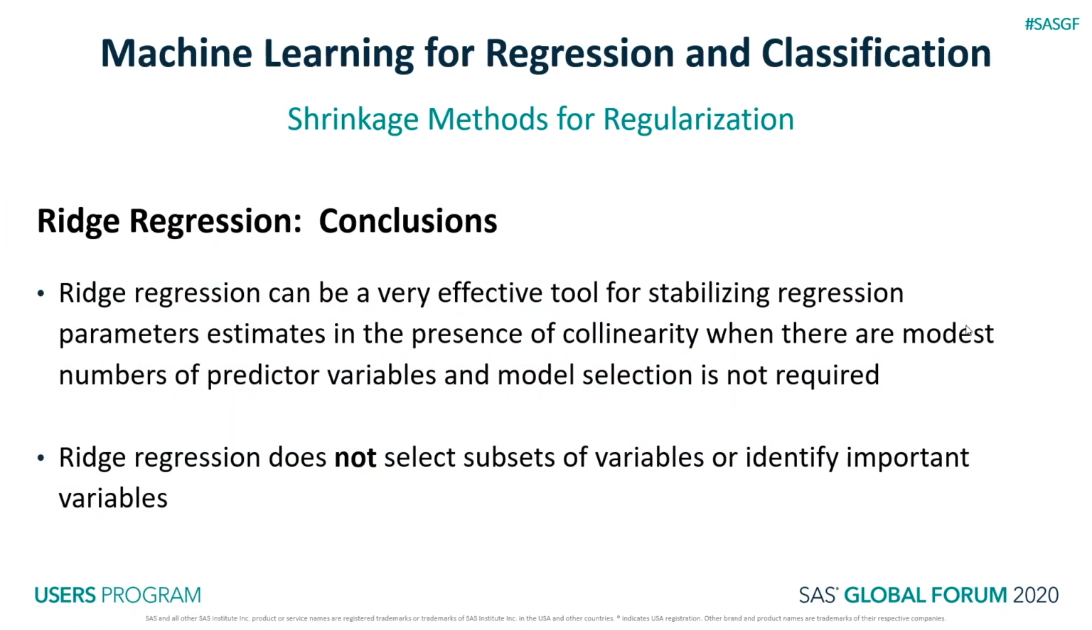So ridge regression can be a very effective tool for stabilizing regression parameters in the presence of collinearity when there are modest numbers of predictor variables and we don't care about model selection. We don't want to reduce the number of variables. But just to reiterate that point a different way, ridge regression does not select subsets of variables or identify important variables. So it's not a model selection procedure per se. It is a regularization procedure to obtain sensible regression parameter estimates.